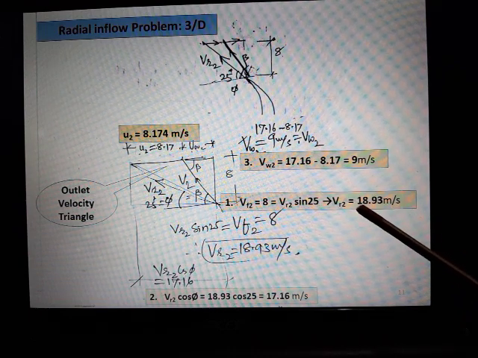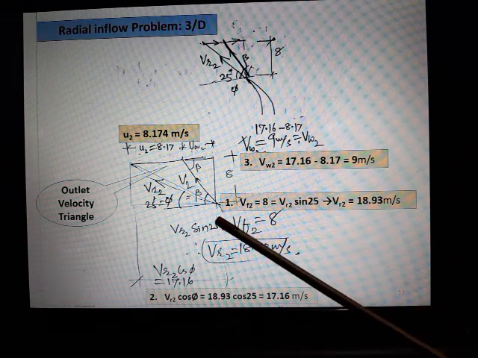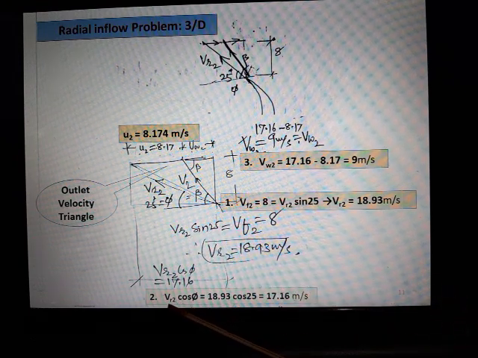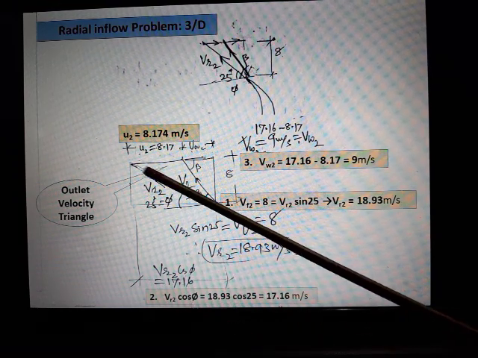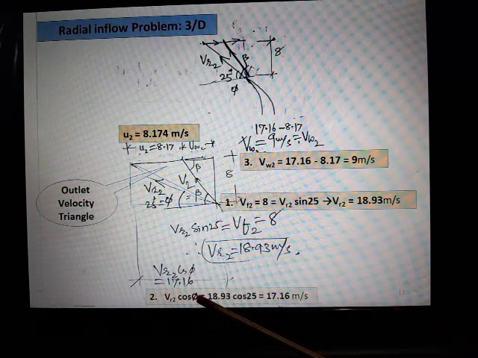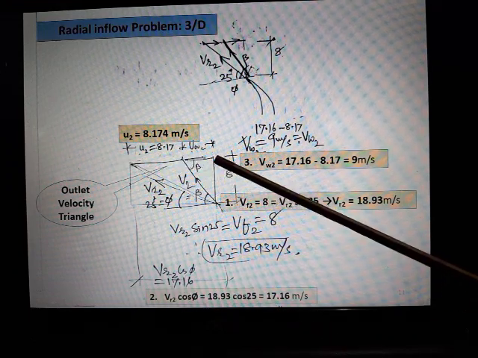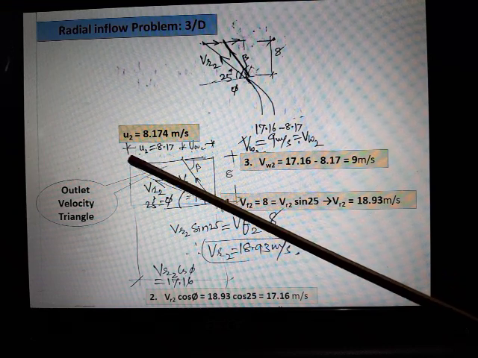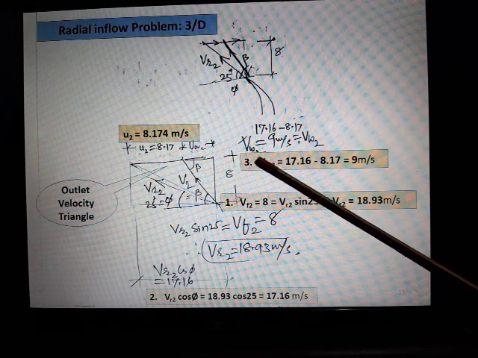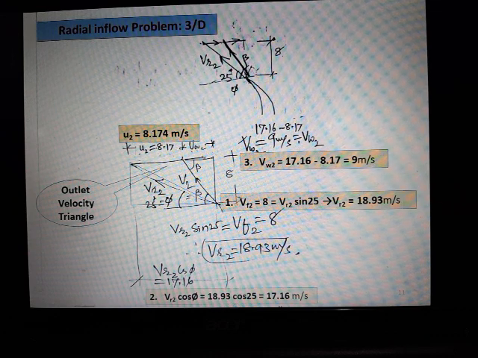So here there is no assumption like VR1 equal to VR2, right? You have to calculate VR2. Now VR2 is calculated. Now step number 2, VR2 cos phi, that is VR2 is known, angle is known, that's why I'll be able to calculate this whole distance. VR2 cos phi is 17.16. This whole thing is 17.16. U2 is already calculated, so VW2 can be calculated. So step 3, VW2 is 17.16 minus 8.17, that is 9 meter per second.